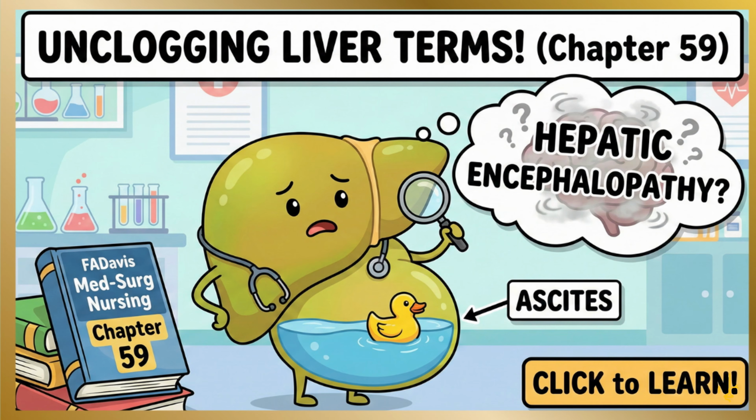Med-Surg Chapter 59. The liver is a complex organ and the terminology can feel overwhelming. In this video, I break down the essential key terms you need to know for hepatic disorders. I don't just read the definition, I explain why those terms matter and connect them to the pathophysiology of conditions like hepatitis, cirrhosis, and liver failure.